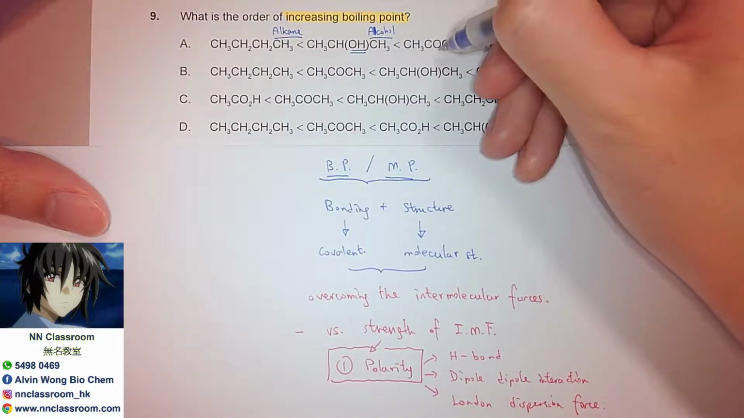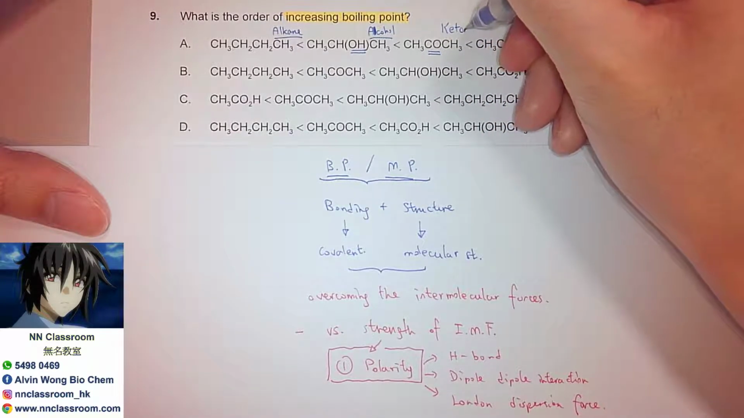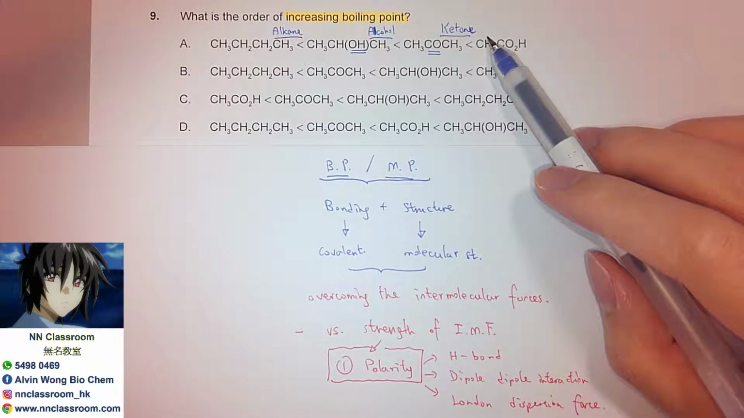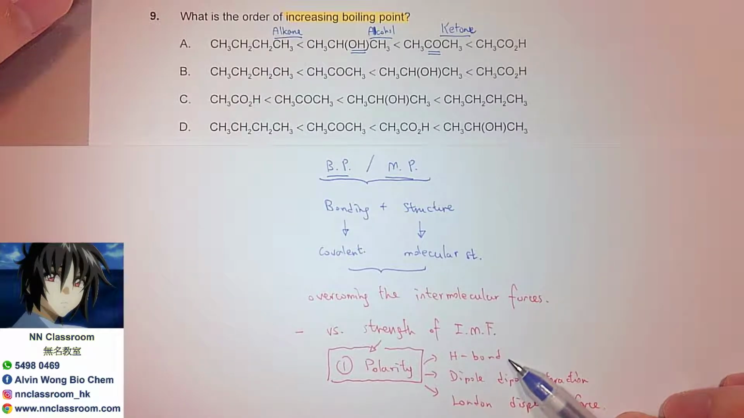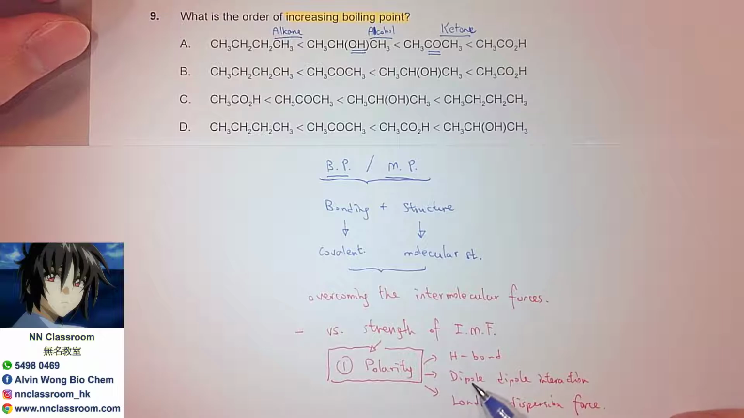And the third one, which has a C=O double bond present, is a ketone. Ketone, yes, is still pretty nice in terms of the intermolecular force, but can it form hydrogen bonds? No. The polarity only allows ketone to achieve the second strongest one, dipole-dipole interaction.